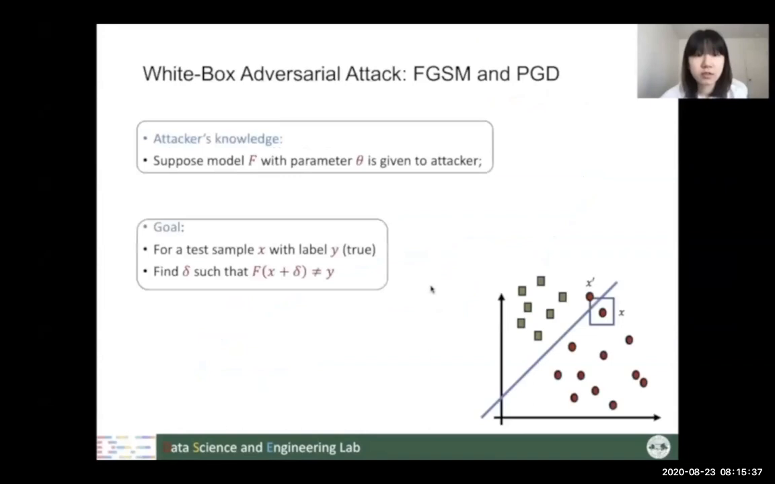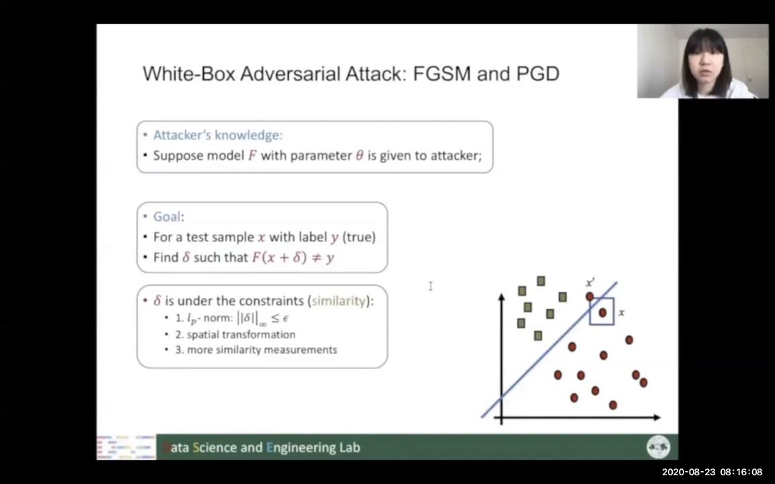First, we begin with two classic attacking algorithms, FGSM and PGD. In these two cases, we assume that the attacker is able to know everything about the model, including the model architecture and the parameters. The attacker's goal is to find the perturbation delta to be added on the testing sample, so that the new sample we get would be classified as a wrong label. And also, we want this delta to be small, so that the adversarial image will look similar to the original image. Then we consider how to formulate this question.